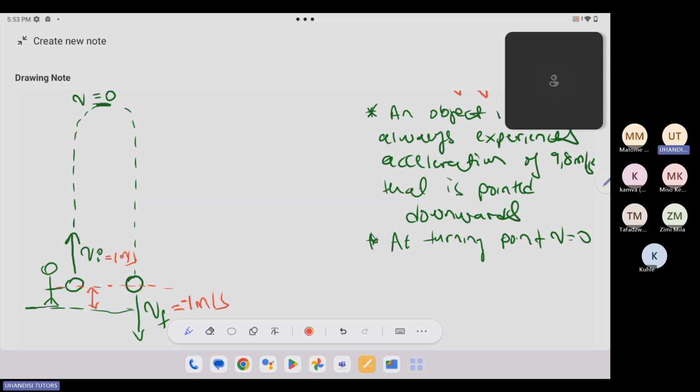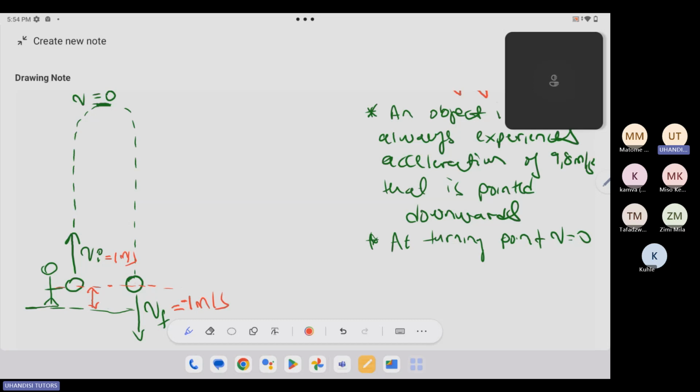That is because the object is in free fall. When the object is in free fall, it is experiencing a constant acceleration, right? Whether it's going up or going down, it is still experiencing a constant acceleration. It is accelerating and decelerating at the same rate. Hence, when it reaches the same altitude, it is moving at the velocity at which it left the ground. Okay, so this velocity is equal to that velocity.